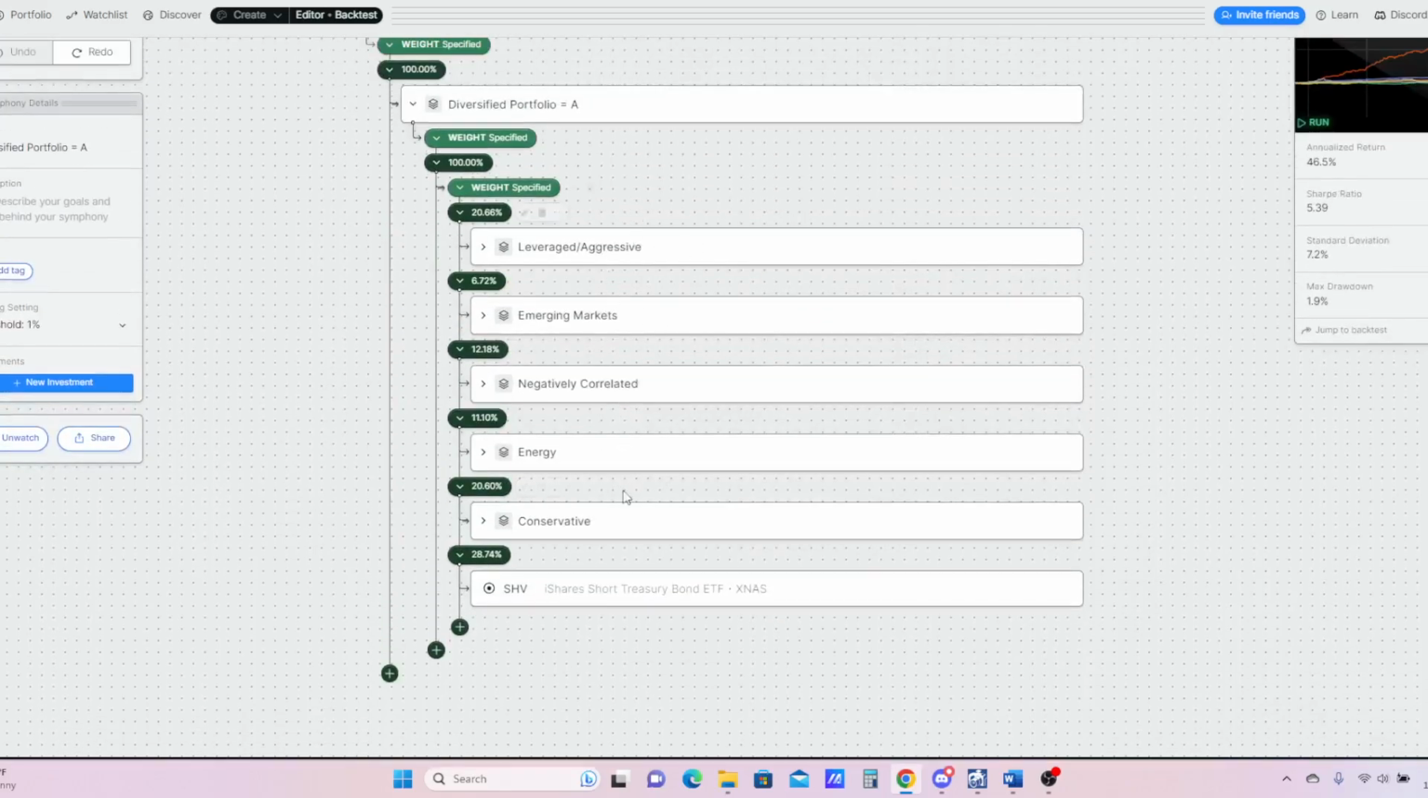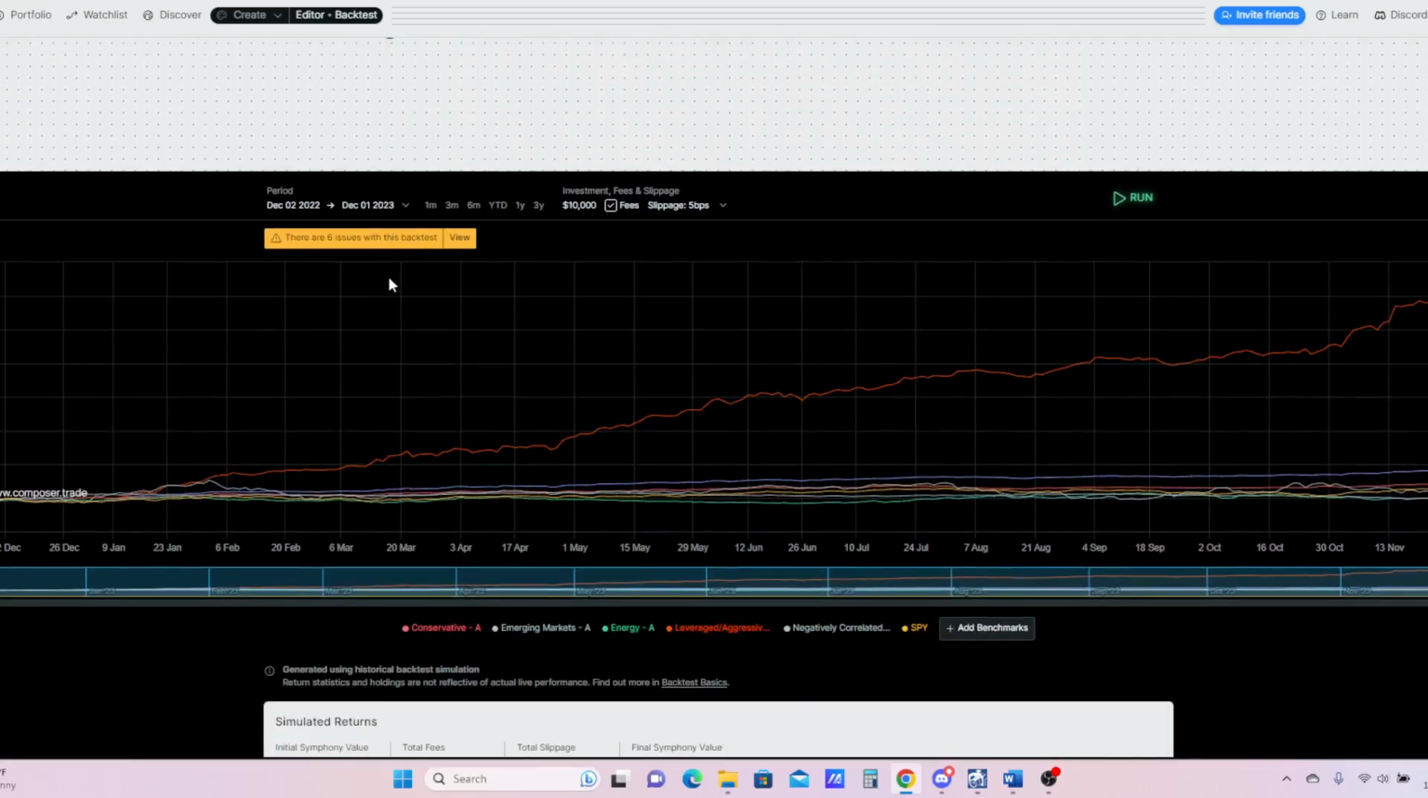And this could be much more diversified too, by the way. I mean, this doesn't even have commodities, gold, silver, that kind of stuff. Although it does have energy, which is good. Emerging markets, I think, is probably worth having a little bit of exposure to.